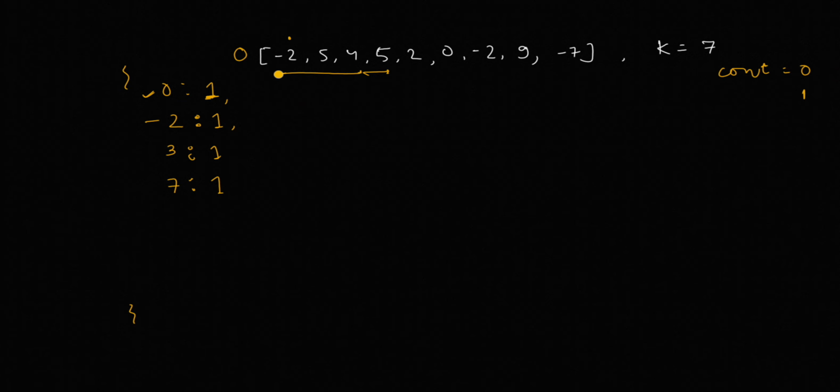Now we go on. We add 12. 12 minus 7 is 5. 5 is not in the map, so we don't do anything to the count, but we add 12 to the map. We move on. The sum becomes 14. 14 minus 7 is 7, and 7 is in the map, right? Because 7 is present and it came once.